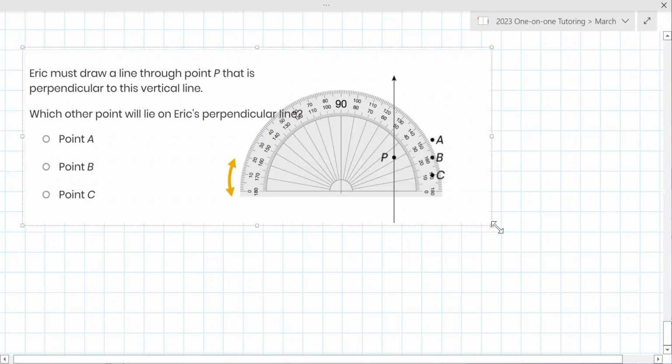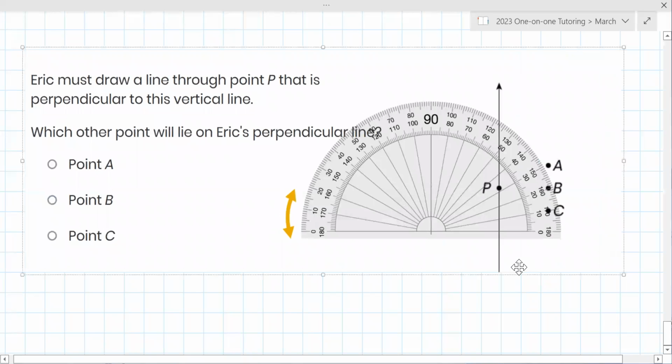Okay, let's look at something together here. So I'll snip this problem in and we'll look at it together. All right, so are you seeing my screen here? Yeah. Okay. Eric must draw a line through point P that is perpendicular to this vertical line. So do you see how this line is going straight up and down? Okay, that's a vertical line.